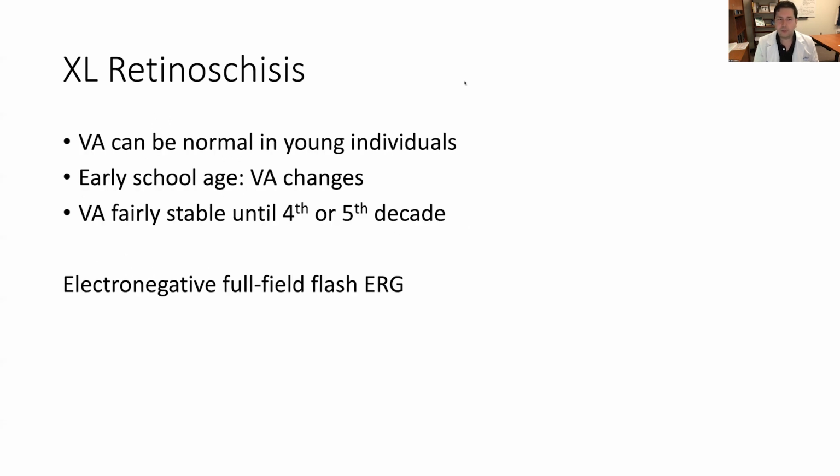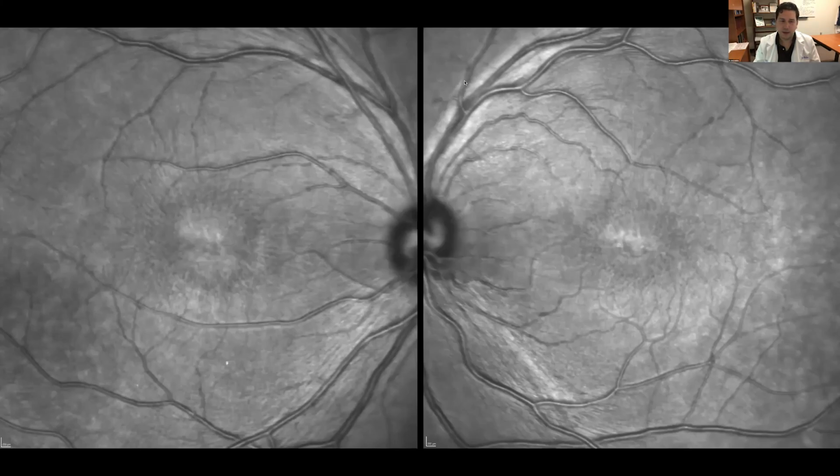The visual acuity can be normal in young individuals, but they start to complain of difficulty with their central vision, usually in early school age. And that vision can be fairly stable until the 4th or 5th decade when the macula begins to atrophy. But it has a very important ERG pattern called an electronegative flash ERG, and I'll show you an example of this. And this can help you with making this diagnosis.